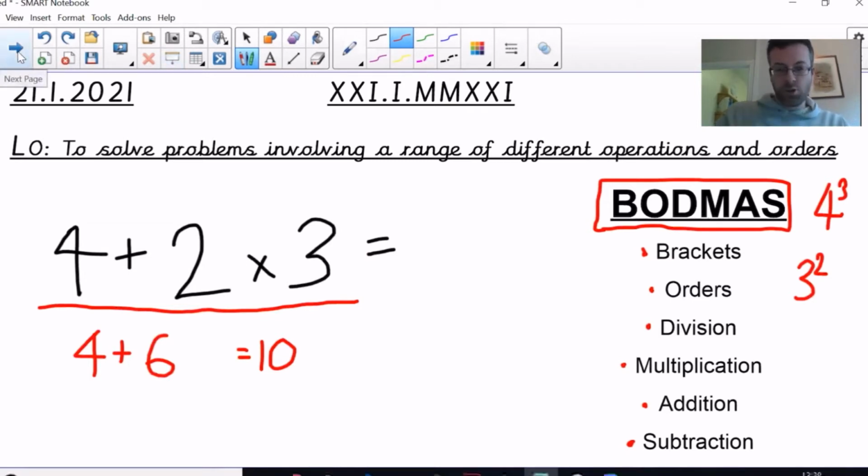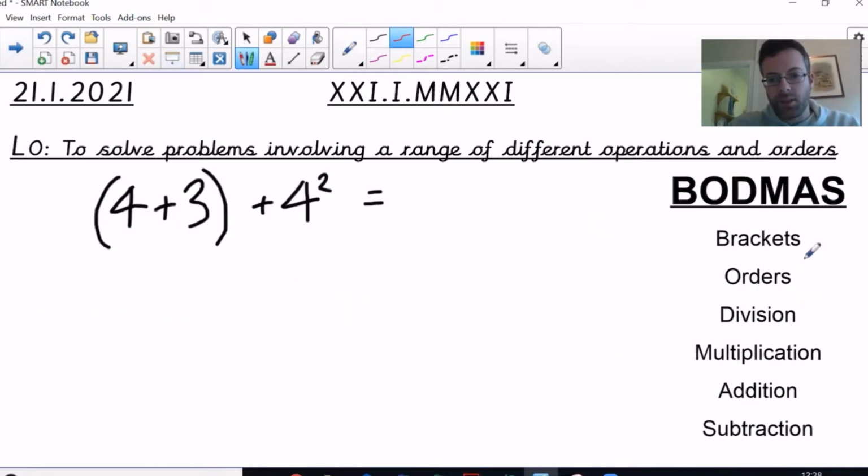Let's run through a couple of others. So we've got 4 add 3, which is in brackets, plus 4 squared. So I go to my BODMAS. Have I got any brackets? Yes, I've got this in brackets, so I need to do this bit first. So I do 4 add 3, which is 7, and then I'm just going to write out what's left, the stuff I haven't done yet. Okay?